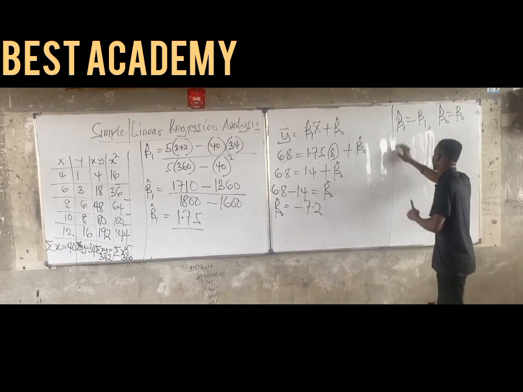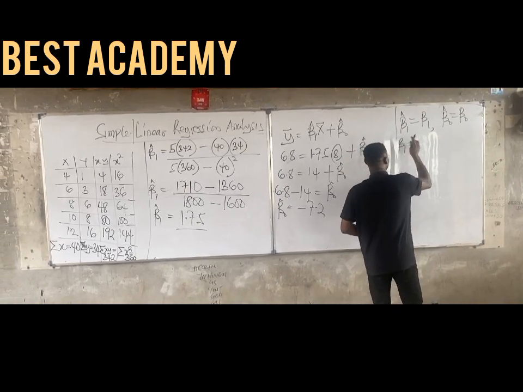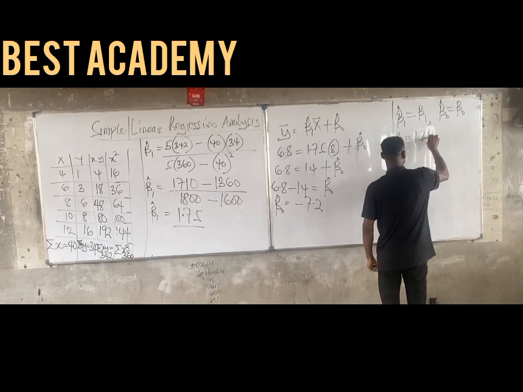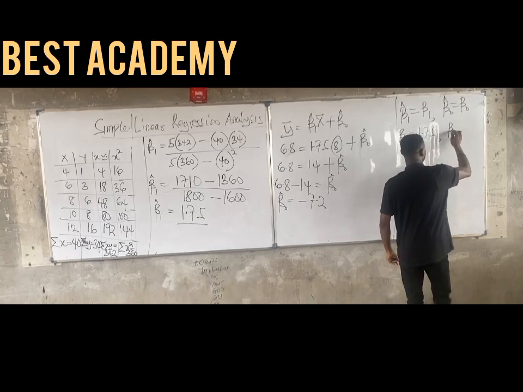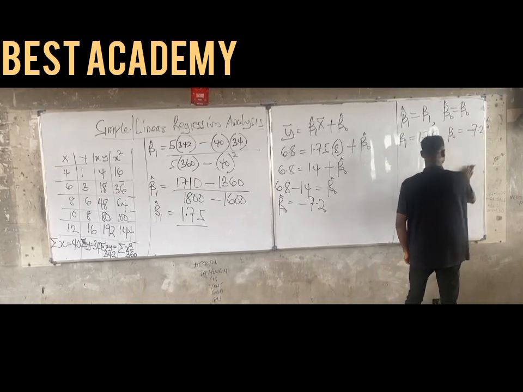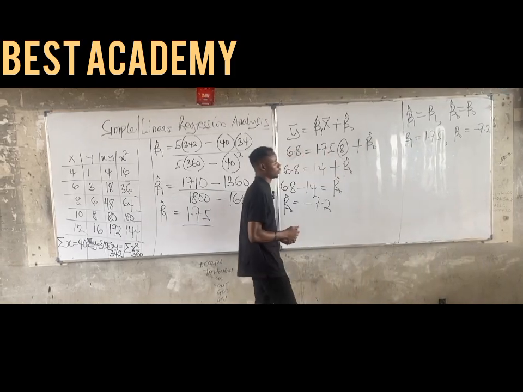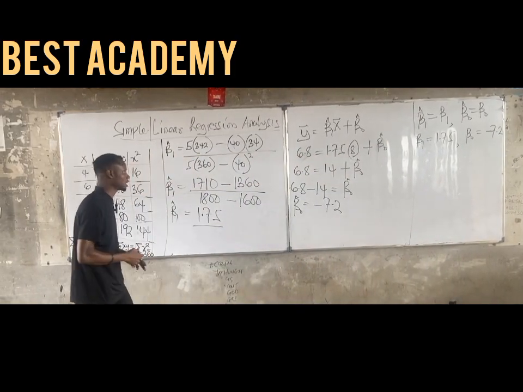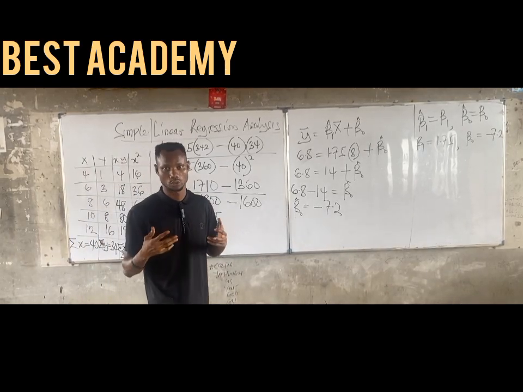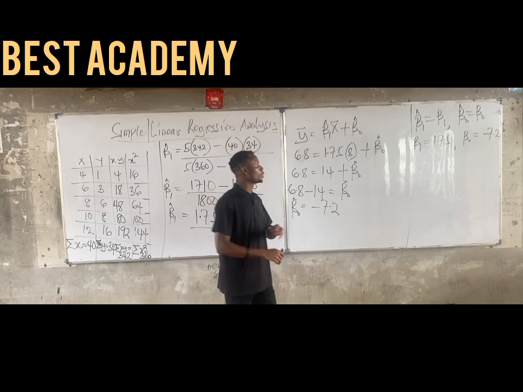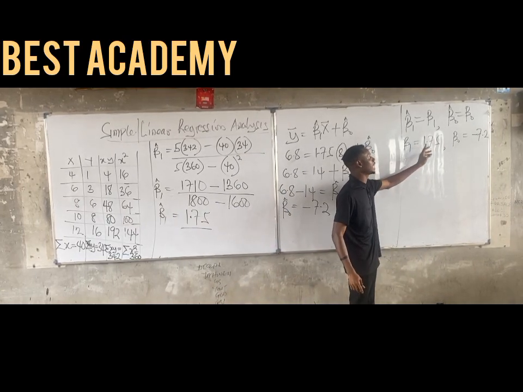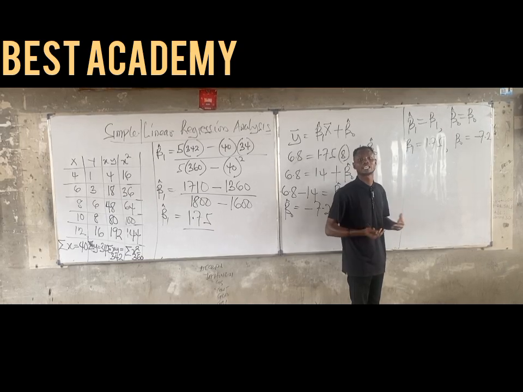That means let's find this. Our beta 1 here will be equal to 1.75. Our beta not here is said to be minus 7.2. Now this is our beta 1 and beta not. What is the next question here? The next question is for us to represent the line of best fit equation. How do we do that? We have to substitute the values of beta 1 and beta not into the regression equation.